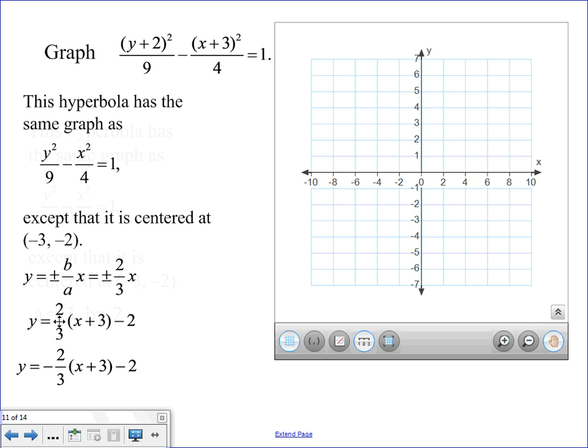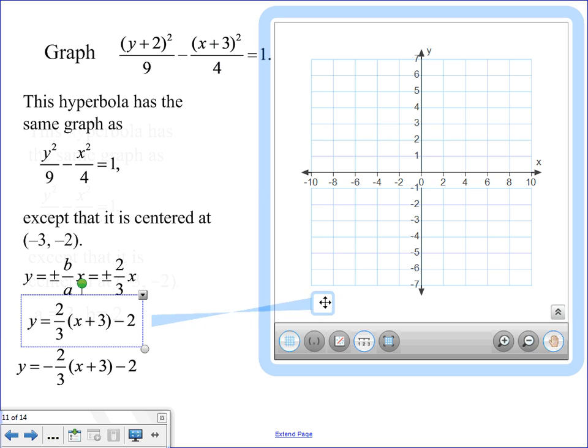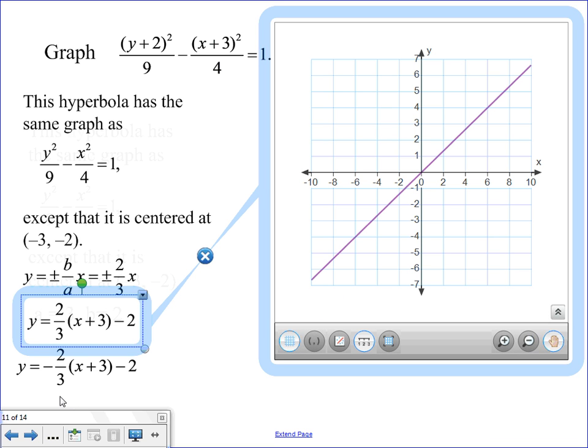Okay, so where are the vertices going to be on this one? If I put these asymptotes on the graph, it looks like that.